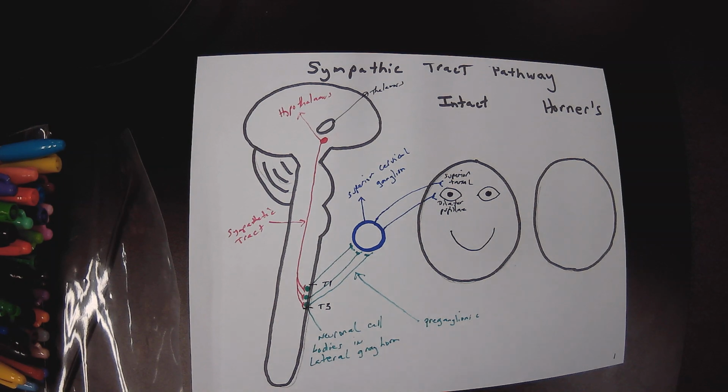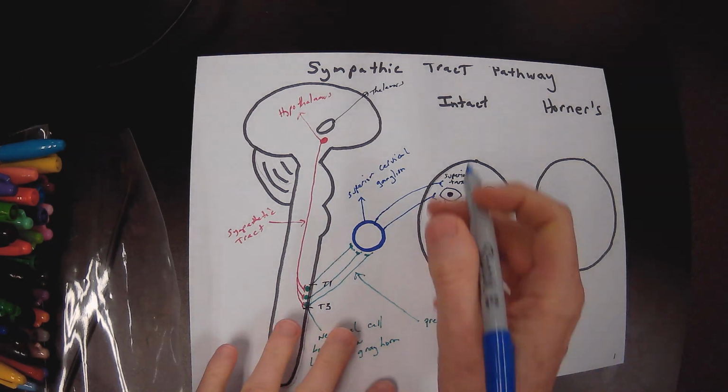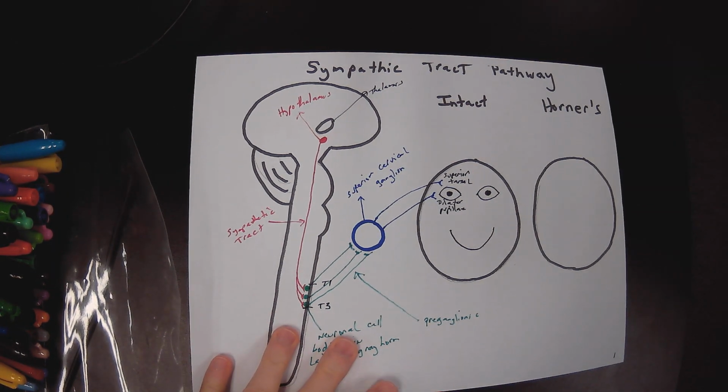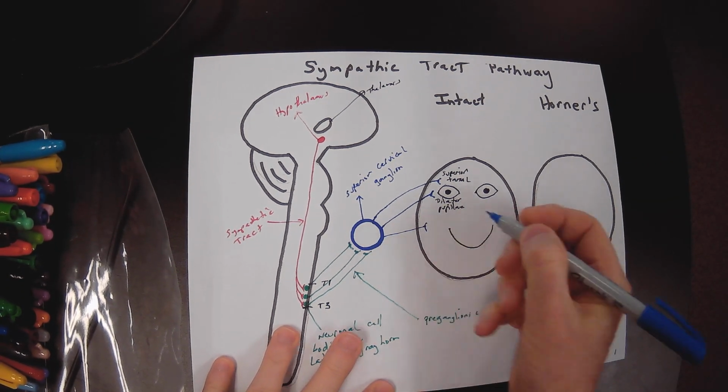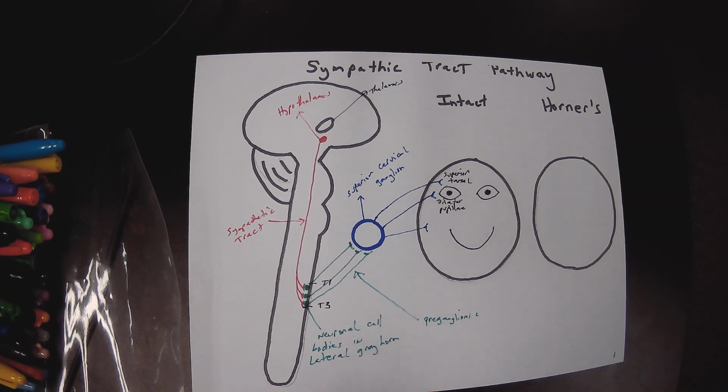And then the third part of Horner syndrome, or sympathetic tract pathway innervation, is going to be to facial sweat glands.